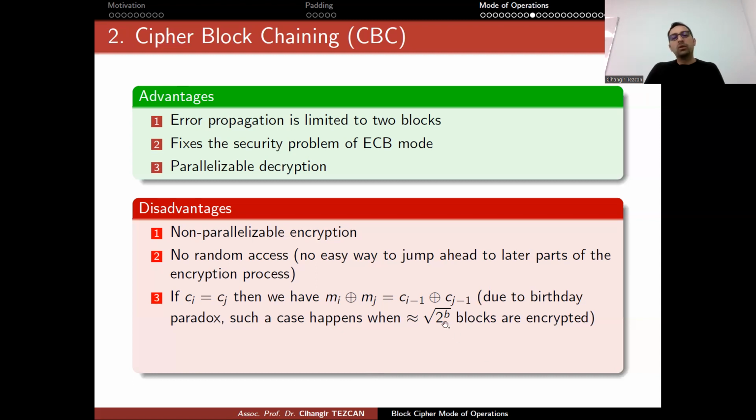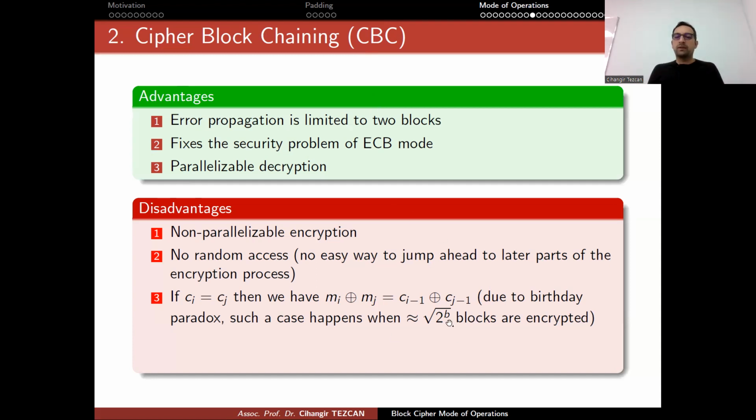But again, if B is small, you will have this kind of collisions, and you might ask what the problem is. The problem is that if these are equal, then XORing these two values will give me the XOR of these two plain text blocks. This doesn't actually leak Mi or Mj, but you capture the XOR of Mi and Mj. But since the plain text has some redundancy, you might find some part or all of Mi and Mj from here. So you should be careful when you are using CBC, okay?